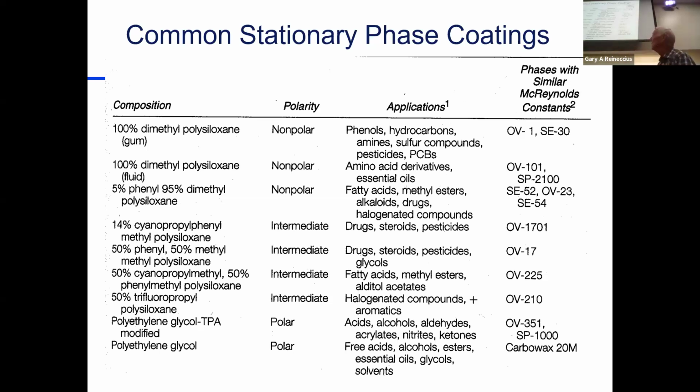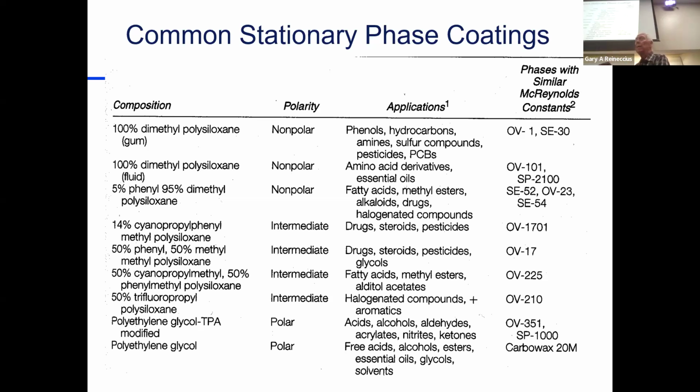How about an OV225 or whatever? So this refers to the material inside the column where we get our interaction. Each of these materials, the coatings, really ranges in polarity. We're doing a polarity separation. So analytes coming through, moving through that column: does it want to dissolve in that coating or not?